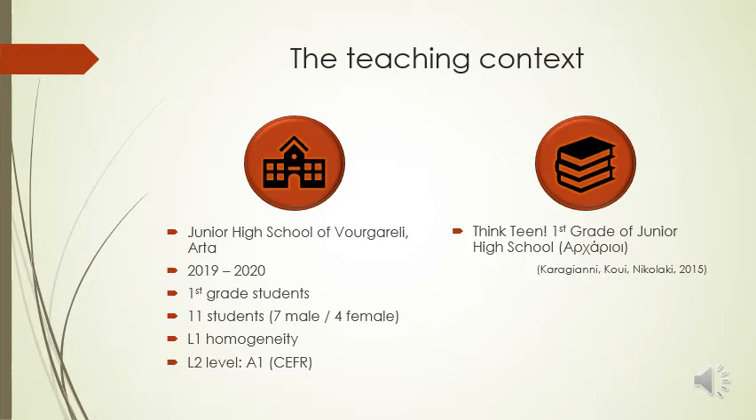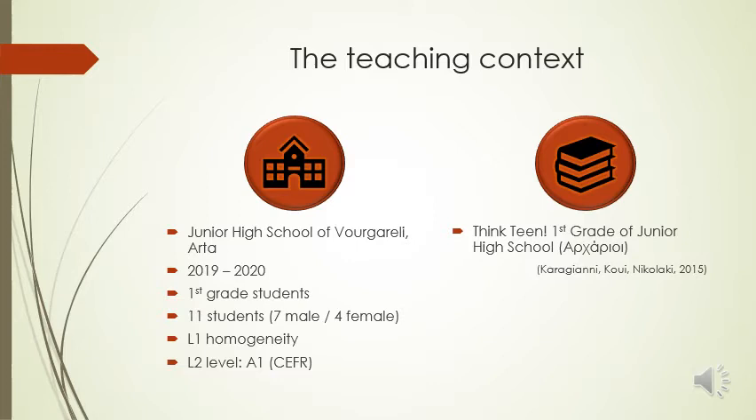The course book distributed by the Greek Ministry of Education and Religious Affairs to first grade A1 level students is Think Teen, first grade of junior high school. The course book, according to the authors in the introduction section of the teacher's book, follows the current methodological and pedagogical principles of literacy, plurilingualism and pluriculturalism as set by the CEFR and the cross-curricular unified framework.